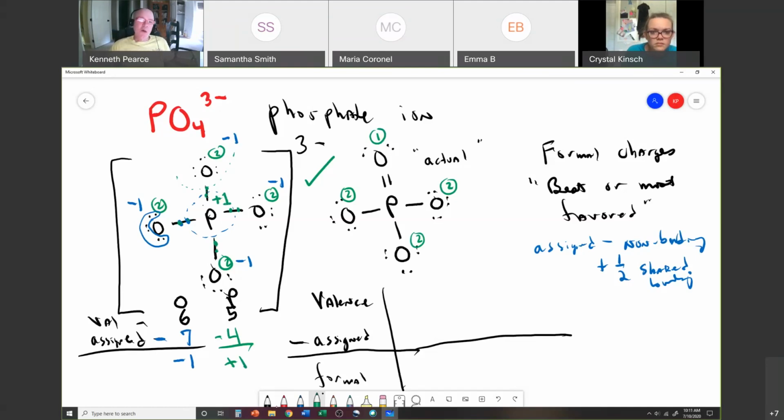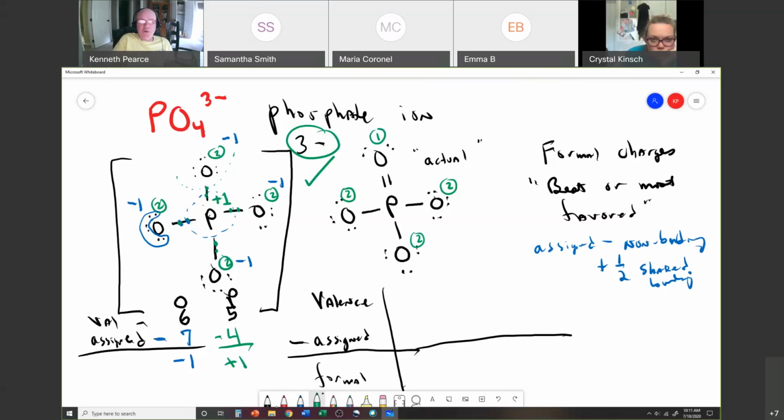Now look, if you add up all these formal charges, what do you get over here? You got 4 minuses and a +1. Well, 1 minus 4 is -3. So the charges add up. Now, word of caution, it's not an actual charge, but they do add up. All right, they do add up.